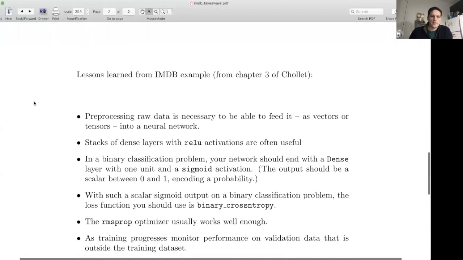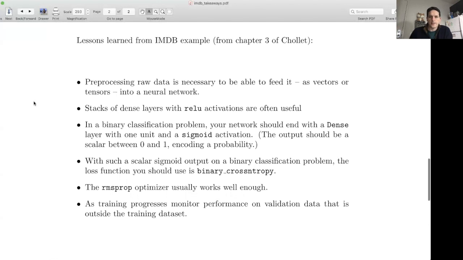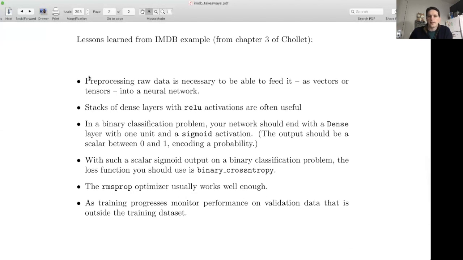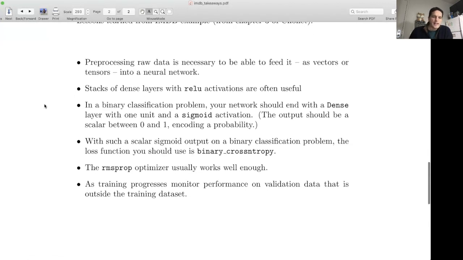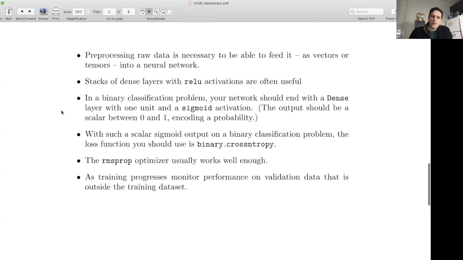And here are some lessons, some takeaways from this example. Often quite a bit of work goes into pre-processing the data before it's in a form that you can feed into your neural network. Another lesson is that neural networks consisting of several dense layers using ReLU activation functions tend to be useful.